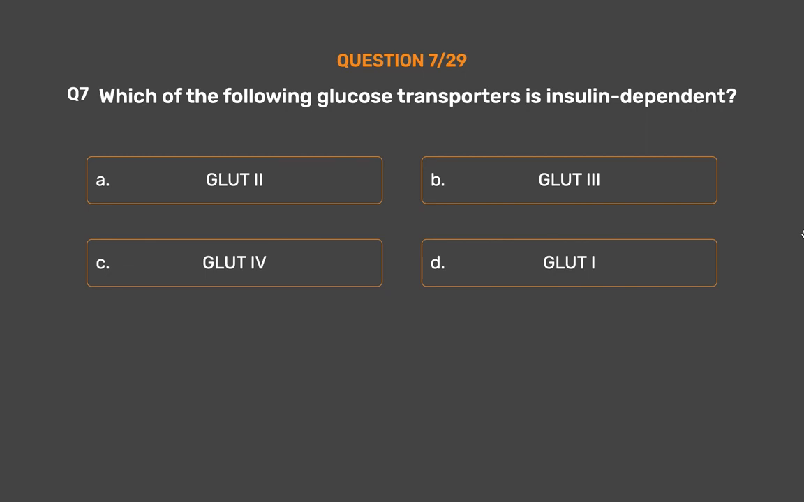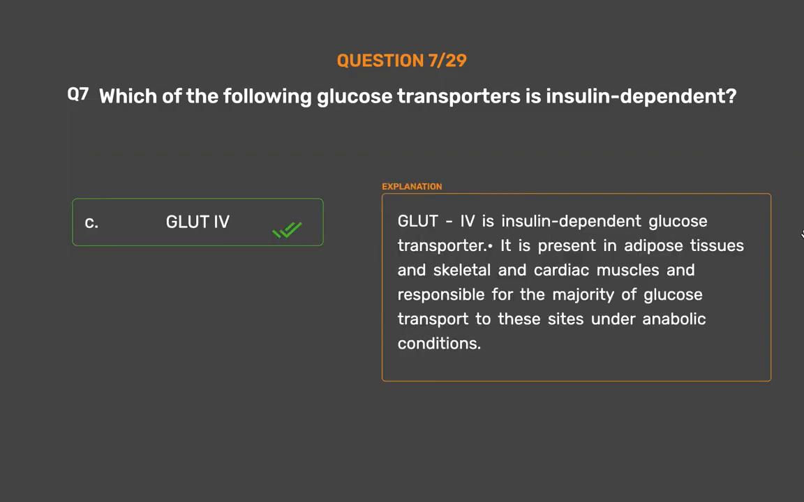Option D. GLUT-1. The correct answer is option C. GLUT4. GLUT4 is an insulin-dependent glucose transporter. It is present in adipose tissues and skeletal and cardiac muscles and is responsible for the majority of glucose transport to these sites under anabolic conditions.